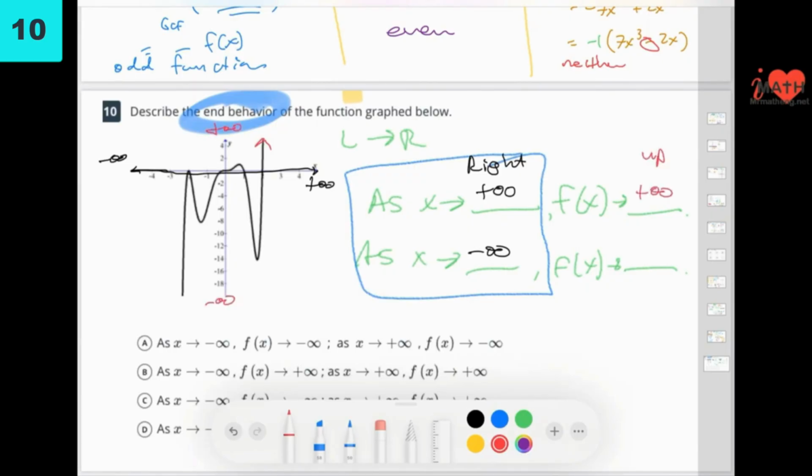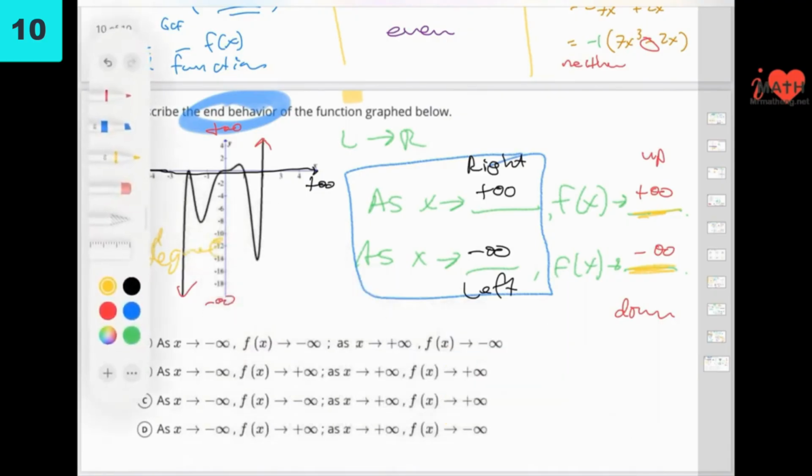As x goes towards the left, where does the graph finish? It finishes down. Down is negative infinity. Did you notice in red here that these are in opposite directions, which is an odd degree polynomial? Okay? And so if I match it up here, let's see which one matches. Positive, positive, negative, negative. That would be choice C. C is my correct answer.